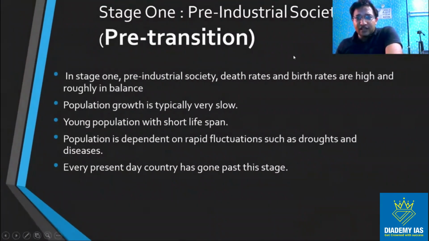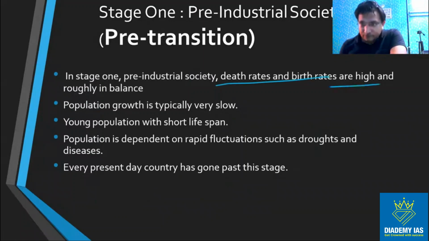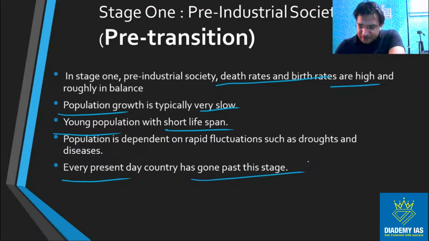So you can see here pre-transition, where both death rate and birth rate are high, population growth is low, young population, short lifespan. Every present day country has gone past this stage, right?